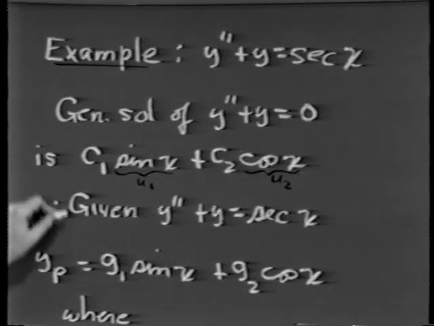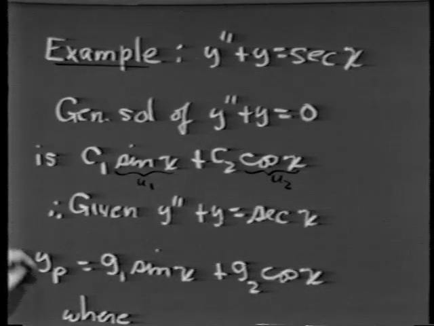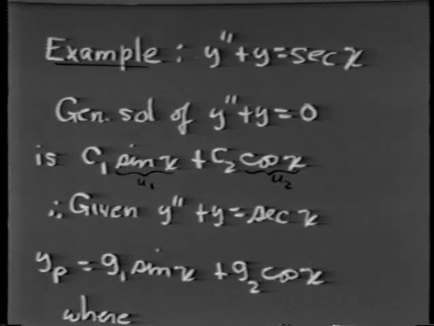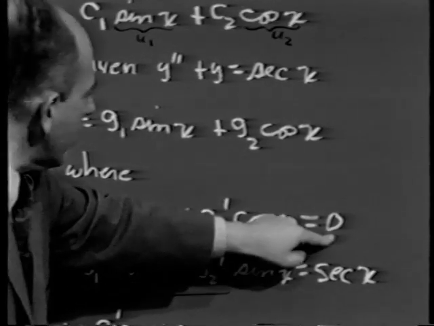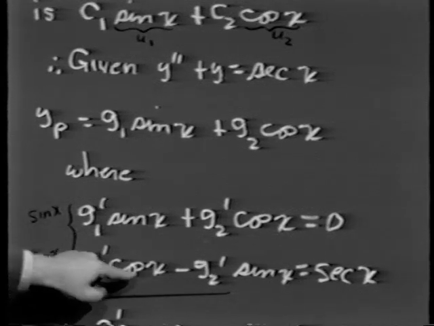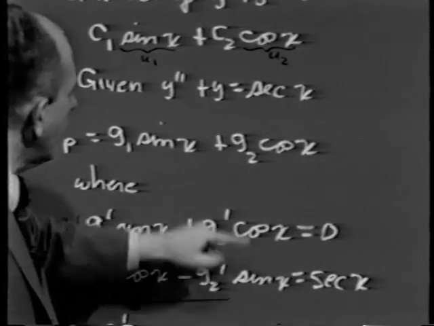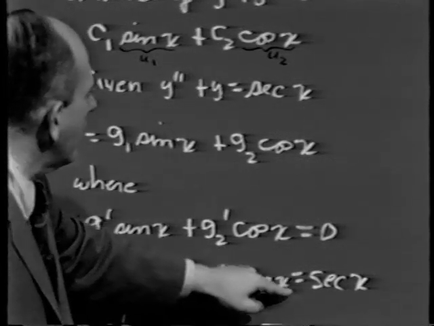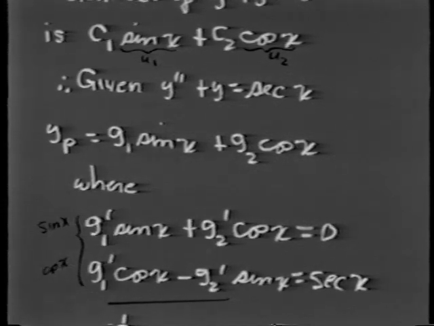cosine x will play the role of u2, and now according to the technique, to find a particular solution of this given equation, all we must do is write down what? g1 sine x plus g2 cosine x, where g1 prime u1 plus g2 prime u2 is 0, and g1 prime u1 prime, see, u1 is sine x, u1 prime is cosine x, plus g2 prime u2 prime, u2 is cosine x, so u2 prime is minus sine x. That must equal f of x, and in our problem, f of x is secant x.